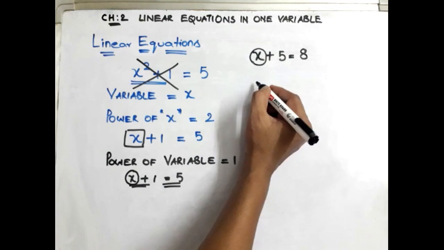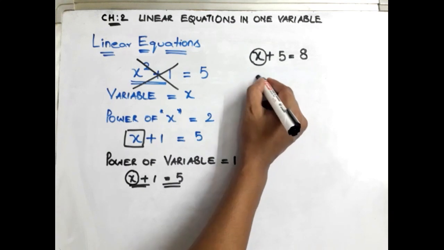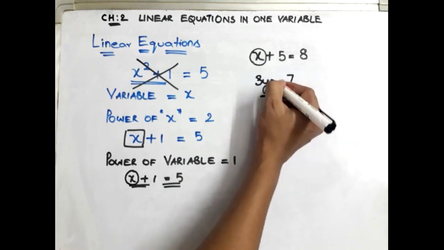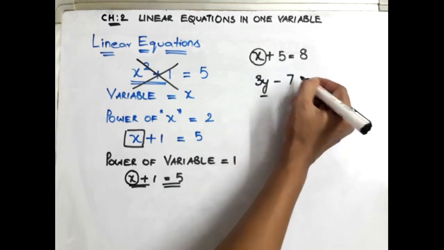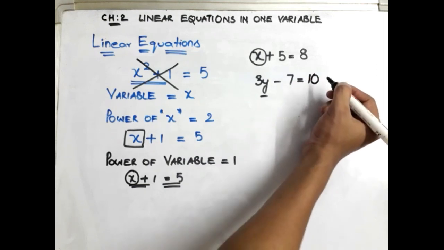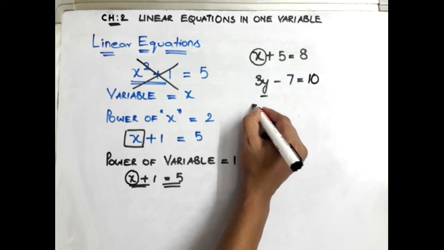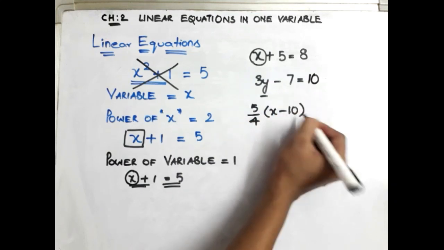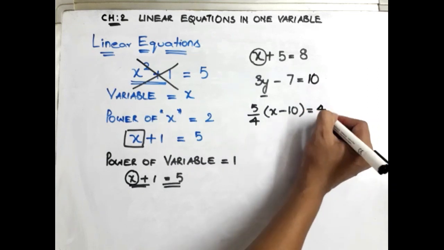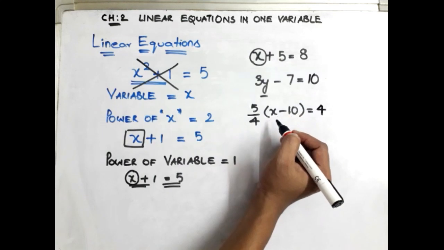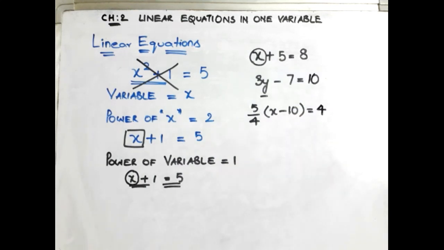Look. So 3y minus 7. Here also y is a variable and it has power 1. So this is also a linear equation. Now look, I am taking 5 by 4 into x minus 10 is equal to 4. Even this is also a linear equation because we have x as one variable and the power is 1. Hope you are clear with this now.